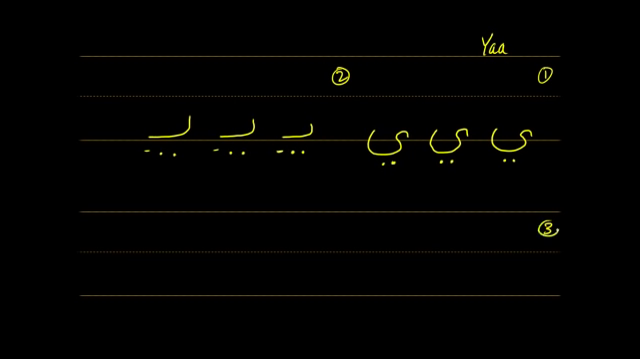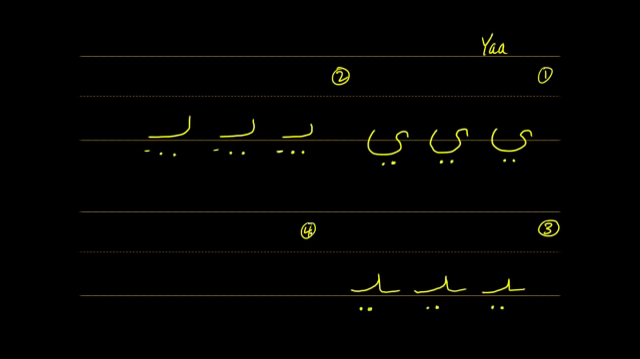Now, in the medial position, the ya is going to look again like the ba, the ta, and the tha. Here, connects, comes up, and connects again. Again, connects, comes up, and connects again with 2 dots underneath.